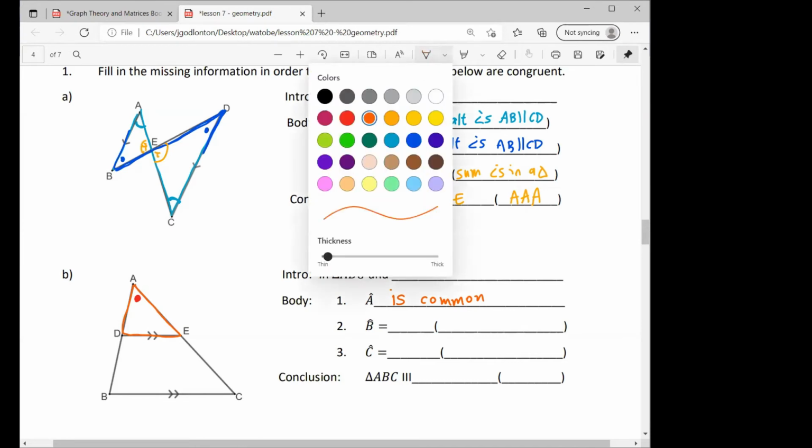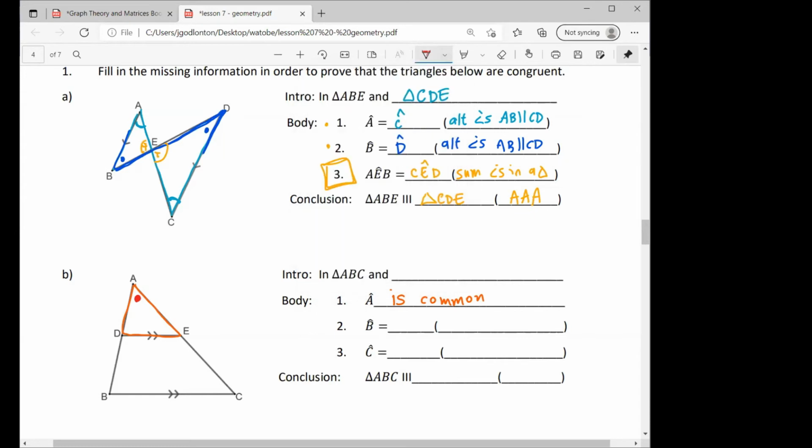Okay, so our first step here is we're just saying triangle ABC and triangle ADE. Now we've said angle A is common. Now we need to look at what information we've been given. We've been given these two parallel lines. And those parallel lines are telling us that we're either going to look for alt angles or corresponding angles or co-interior angles. Okay?